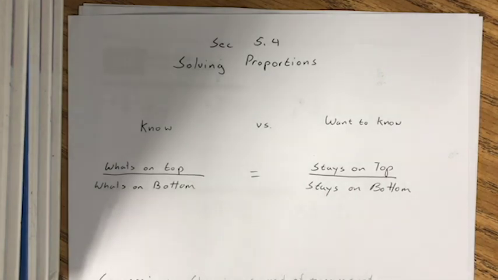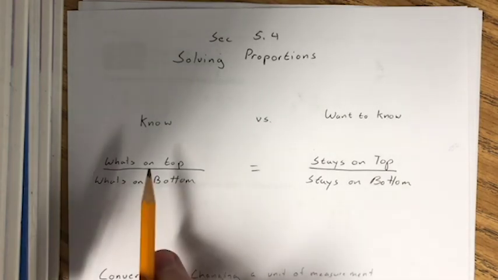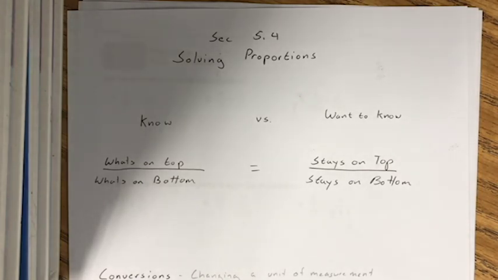All right, so solving proportions in section 5.4 is basically building on what we did in the last section. Nothing is really changing. We still need to know versus what we want to know. What's on top stays on top, what's on bottom stays on bottom.